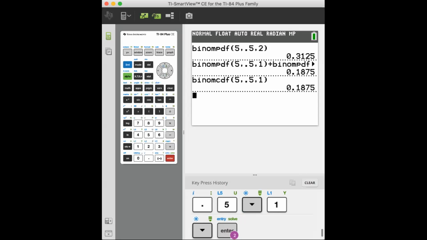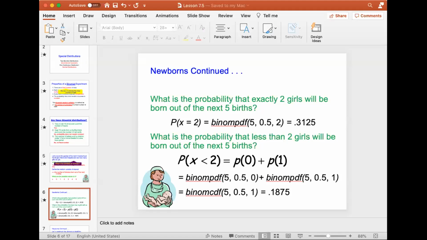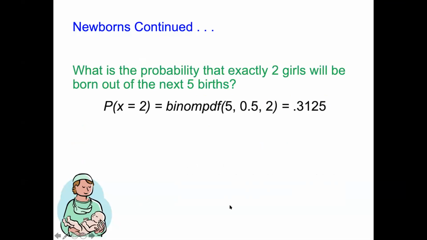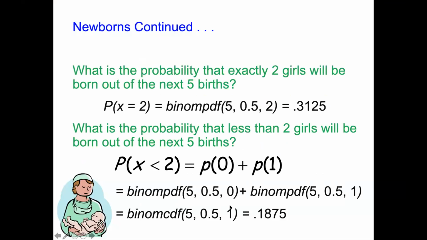Any questions on that, PDF or using CDF? Okay, well, here's the work so you guys can see. This is the work I do want you to show me. You don't have to do the P parentheses part, but show me the binom PDF or binom CDF, so that I know what you are plugging into your calculator. That way I can also give you partial credit if you're just missing a little part.